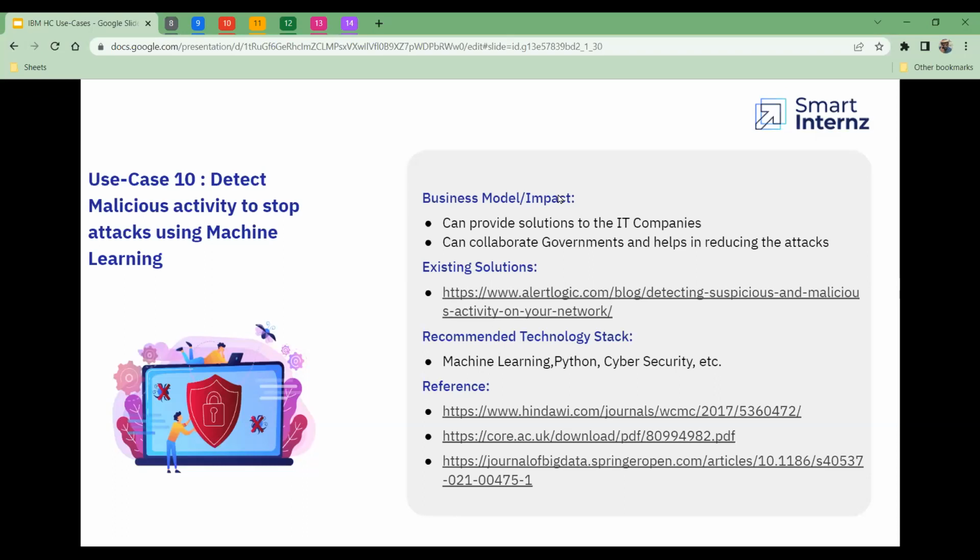So yeah, there is a lot of scope we can do research in this. So I suggest you all to explore more in this one. That's all about use case 10. So let's go into use case 11.